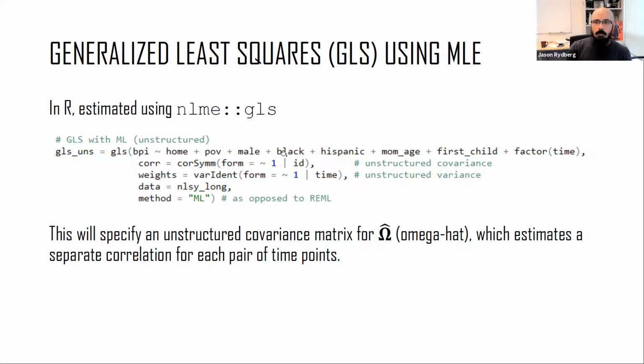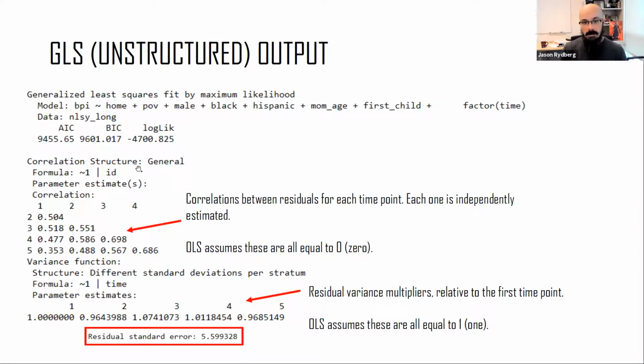The corSymm that we're using right here is going to estimate what's called an unstructured variance covariance matrix for omega hat. What an unstructured matrix does is that there's literally no structure to the matrix. Every pair of time points is given a uniquely estimated correlation. What do I mean by this? We estimate this model, we get our output, and here we now have a correlation matrix.